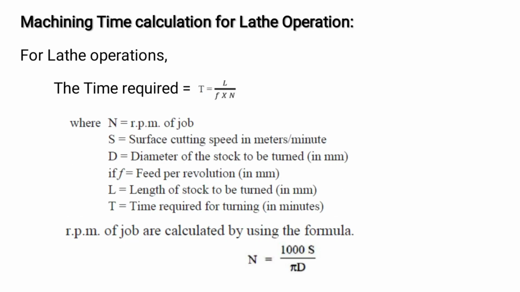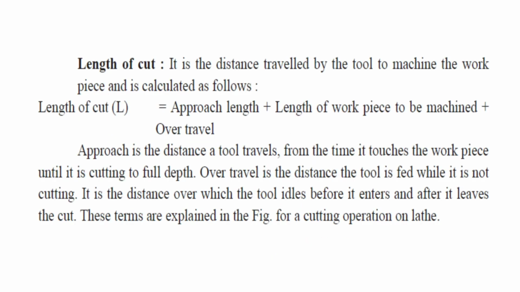Machine time calculation for lathe operation. For lathe operation, time required is equal to L by F into N. L is the length, F is the feed, and N is the speed in RPM. For calculating N, N is equal to 1000 S by pi D. Length of cut is the distance travelled by the tool to machine the workpiece, calculated as follows: L is equal to approach length plus length of the workpiece to be machined plus over travel.